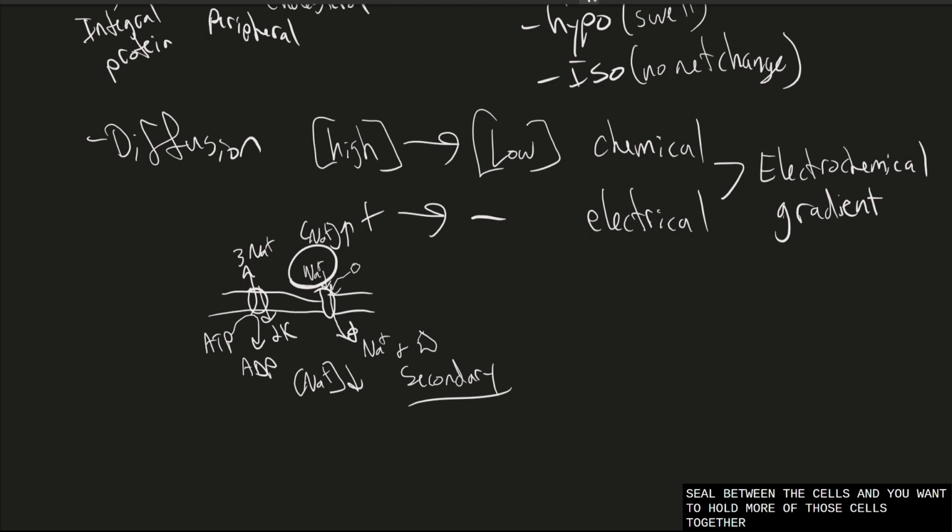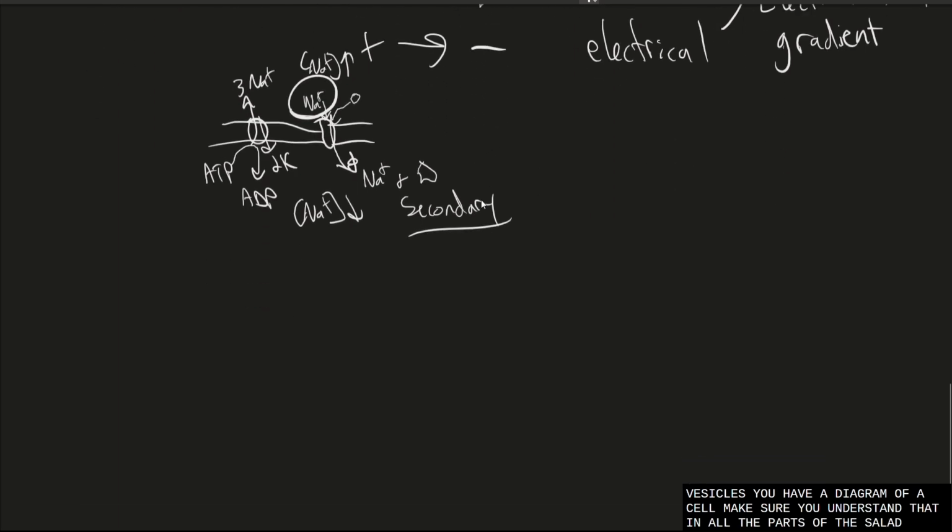And then I talked about the different kinds of transport, bringing stuff into the cell and out of the cell. So endocytosis is entering the cell, exocytosis is exiting the cell. And then know the organelles. So know the different endoplasmic reticulums. There's rough ER, smooth ER. There's the Golgi apparatus. There's the vesicles. You have a diagram of a cell. Make sure you understand that in all the parts of the cell. It should be second nature by now, but cell. I'll just write cell, know all the different parts.